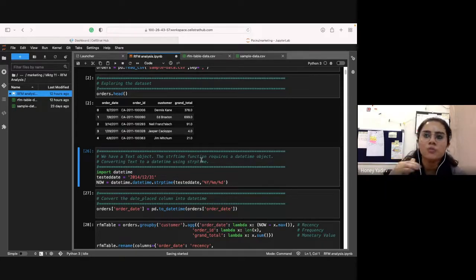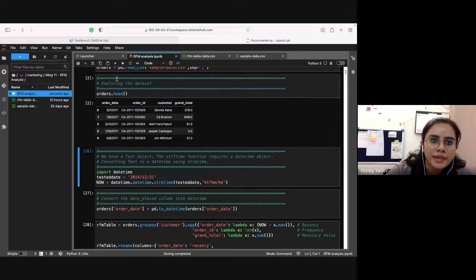And the maximum monetary value, the maximum amount the customer is transacting with me in total, is the worth of that customer to me. And the third is the frequency: how many times the customer does a transaction with me gives me the frequency.